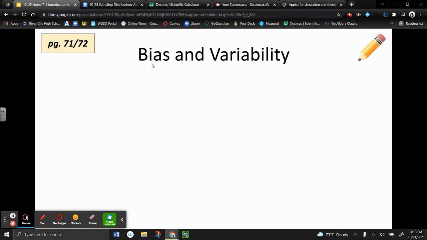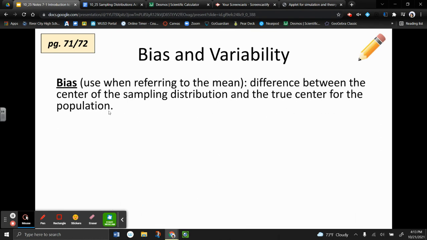Okay, so now let's talk about bias and variability. Bias is a term that we use when we're referring to the mean, and bias is the difference between the center of the sampling distribution and the true center of the population.